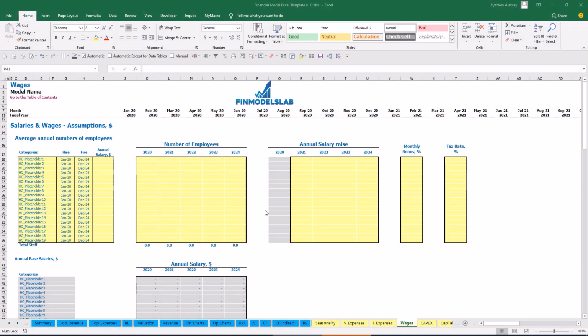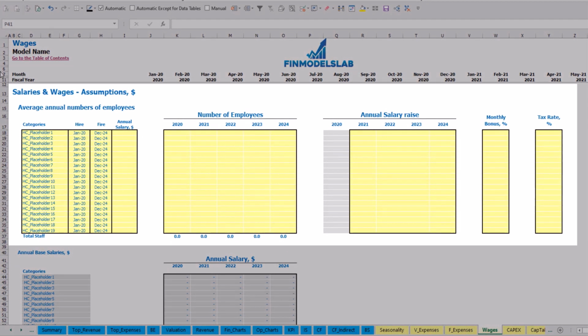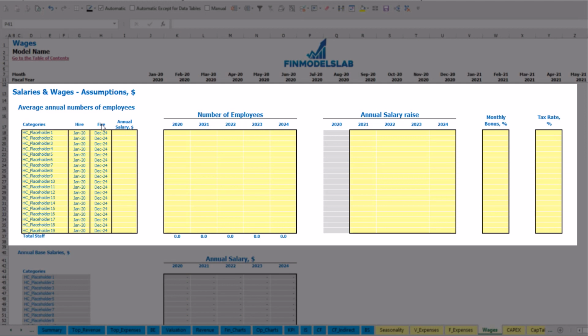On the wages tab, you can input your headcount by categories, with hire and fire date, with annual salary, with ability to input different number of employees by years, with annual salary rise percentage, with monthly bonus and tax rate. Let me give you a couple of examples. Let it be CFO, which you are going to hire in March 20. You're not going to fire him, so the fire date will be December 24.